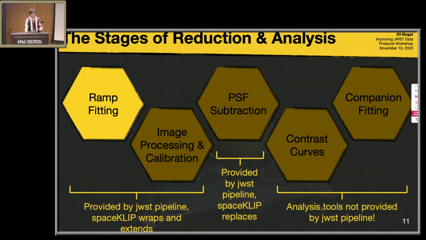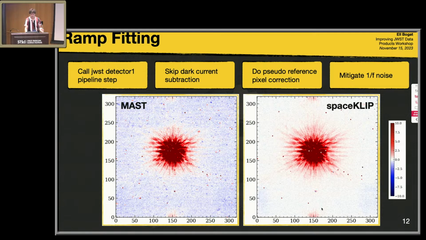So to talk about the ramp step a little bit in more detail, the main things we're going to do are call the JWST detector pipeline step with some modifications. One of the major ones is that we're actually going to completely skip dark current subtraction for NearCam. We found that this helps because the current dark current subtraction introduces more residuals than it removes, in the form of these dark blue patches where we're seeing over subtraction from those dark current files.